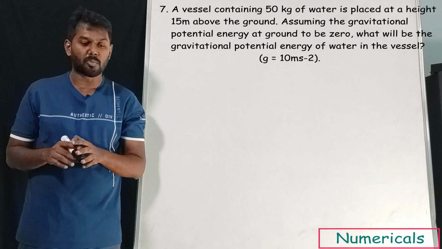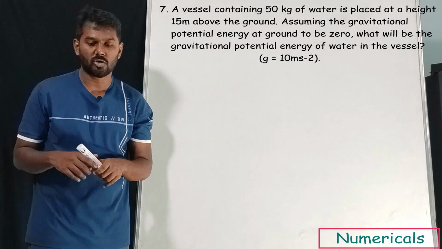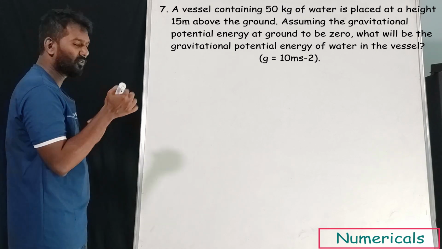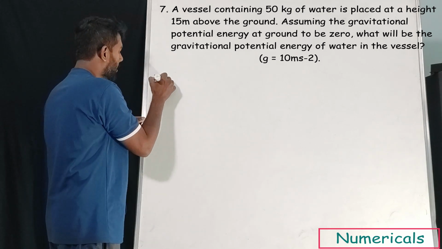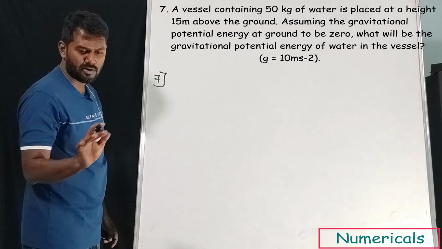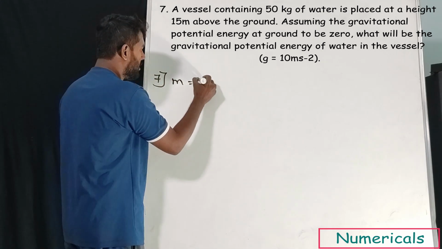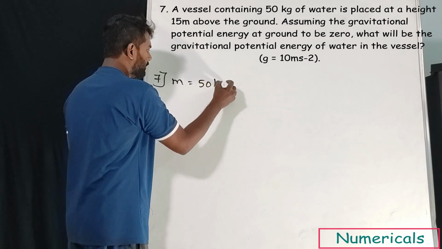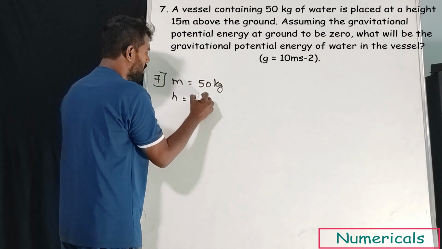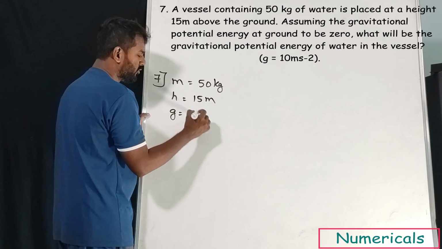What will be the gravitational potential energy of the water in the vessel? Take g is equal to 10 meter per second square. First we will write the given data. This is a very simple question. All the values are given, we just have to calculate the value. Mass of the vessel or water, that is 50 kg. Then height is equal to 15 meter. Then g is equal to 10. Don't worry about the unit.